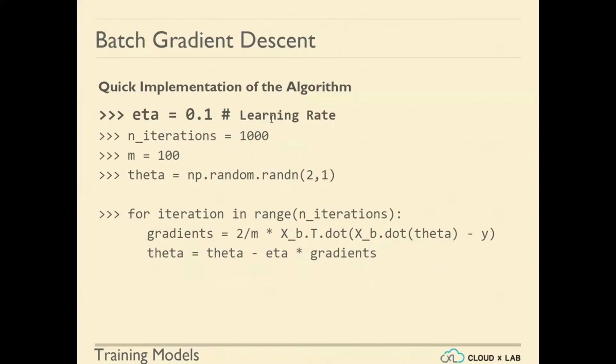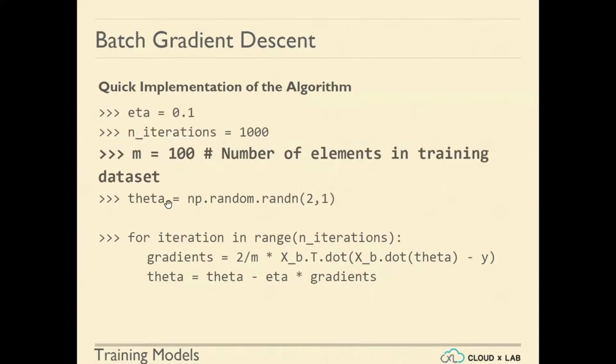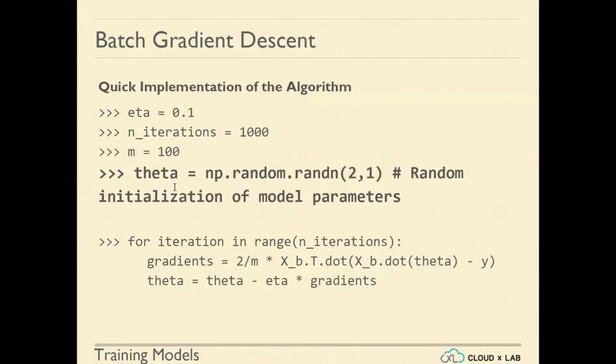So we need to first set the learning rate. Then we need to decide the number of iterations, how many times we want to iterate that equation, right? M here is the number of data points, the number of elements in the training data set. So here we have 100 data points, right?